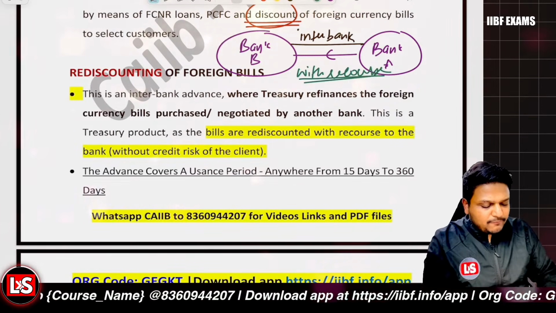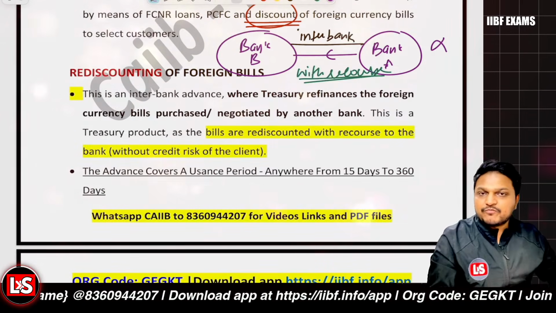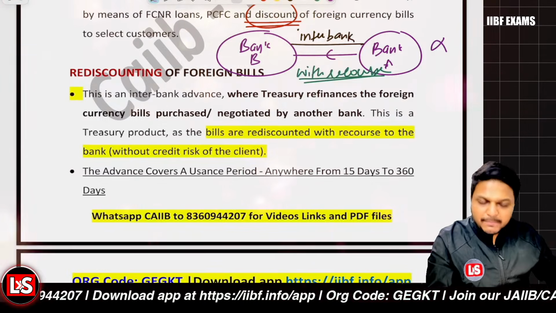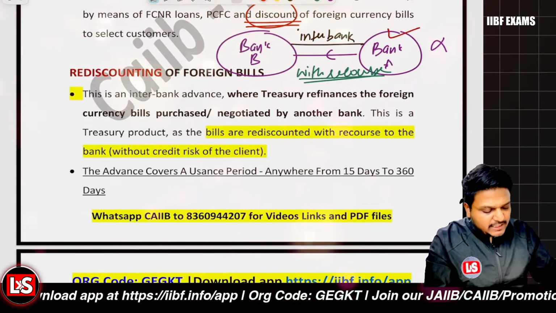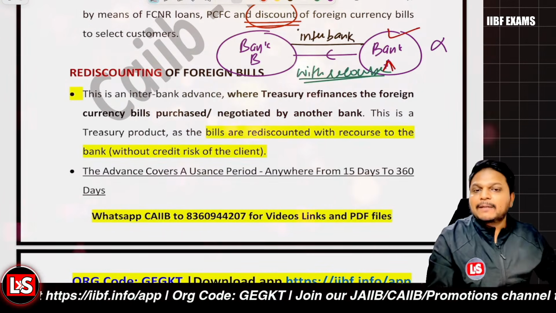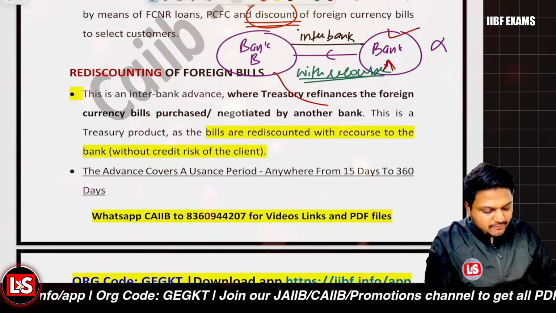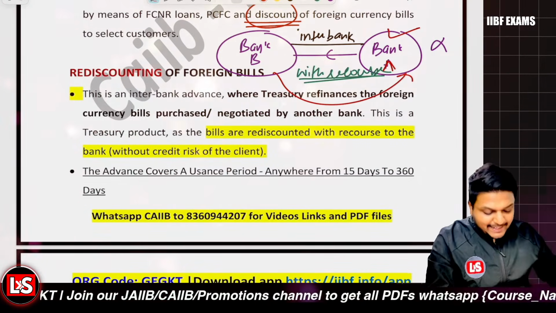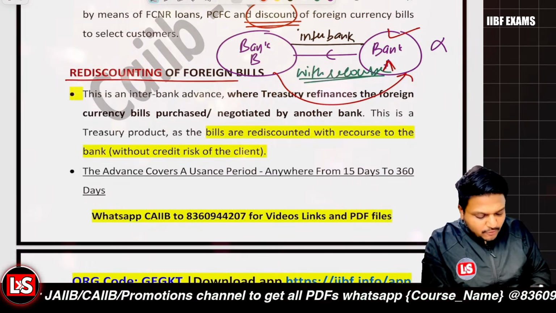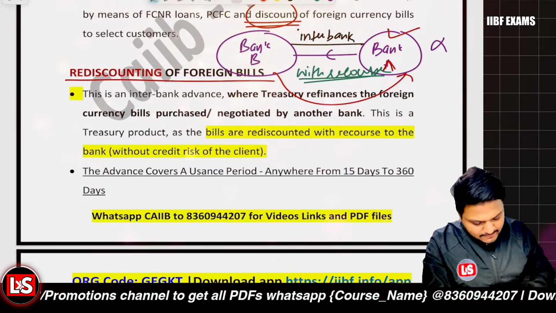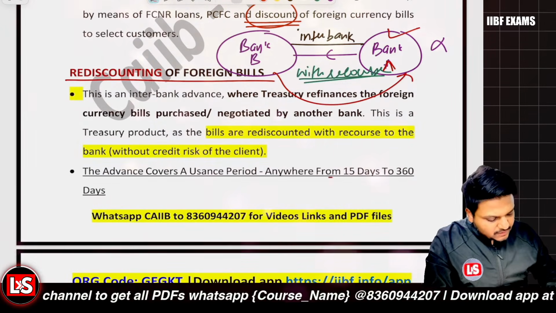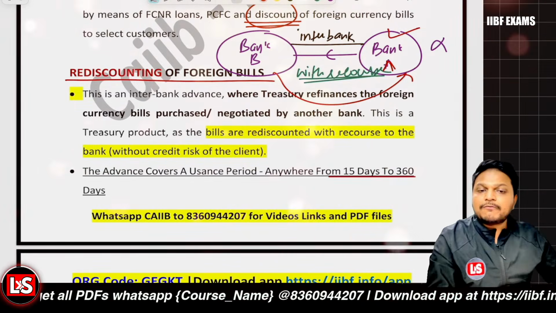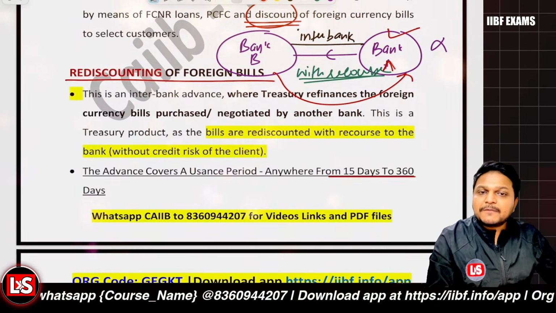It means if the exporter defaults with the original bank that discounted the bill, then the responsibility will be with the original bank only. That's with recourse: Bank B can recover the amount from Bank A, right? And further, the tenor for such rediscounting of foreign bills is a minimum of 15 days and a maximum of 360 days, right?